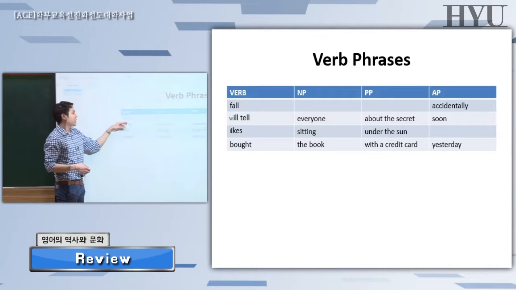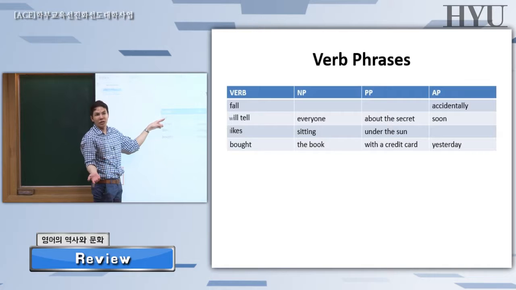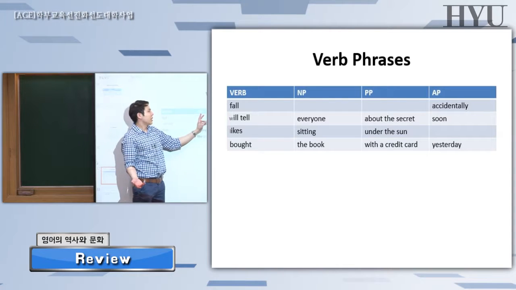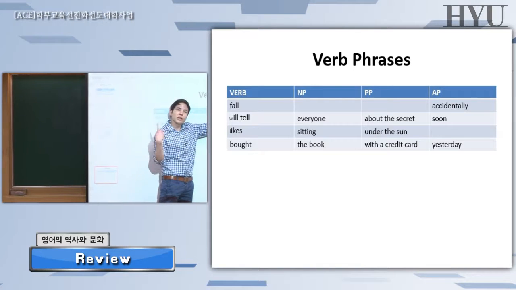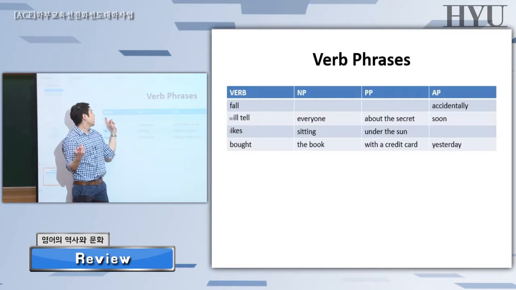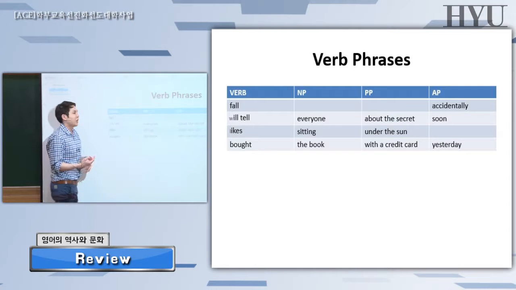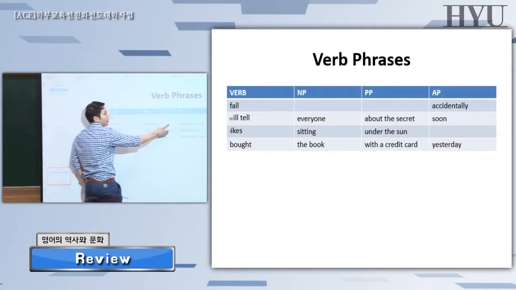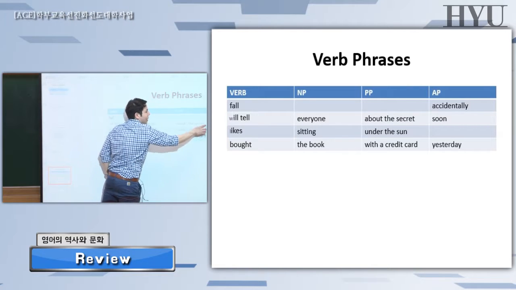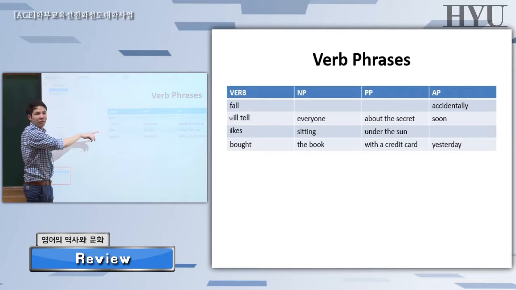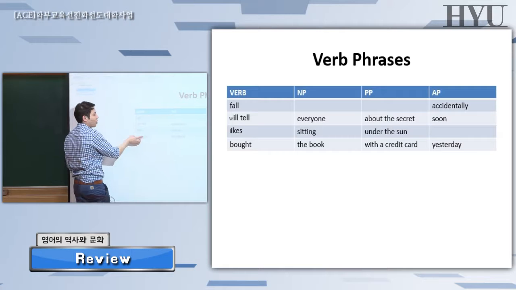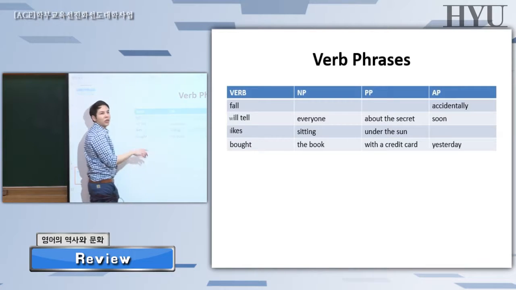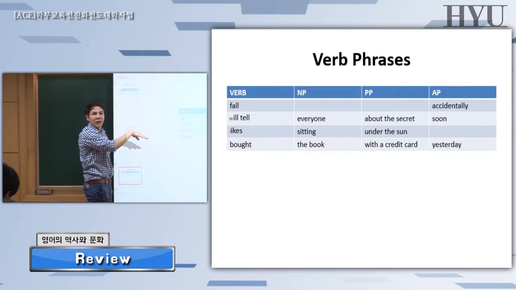As you can see, we can just say he falls, right? He falls down, like that. Then there needs not be an NP or a PP, right? Or you can have one adverb phrase in there. He falls accidentally, like that, okay? We'll tell everyone about the secret soon. Soon is the AP here. In this case, every slot is filled. Every slot has been filled, right? And then like sitting under the sun without the AP, or bought the book with a credit card yesterday. So every slot has been filled in this case.